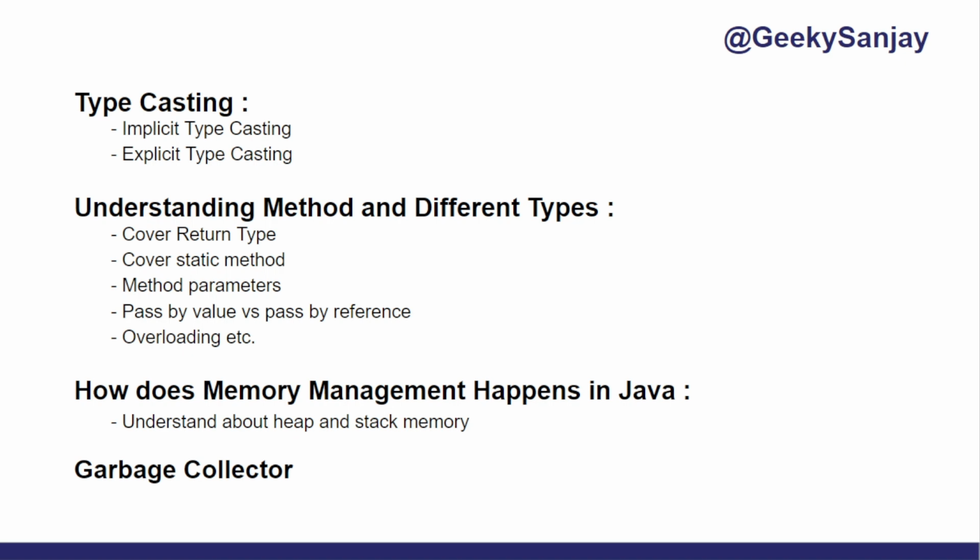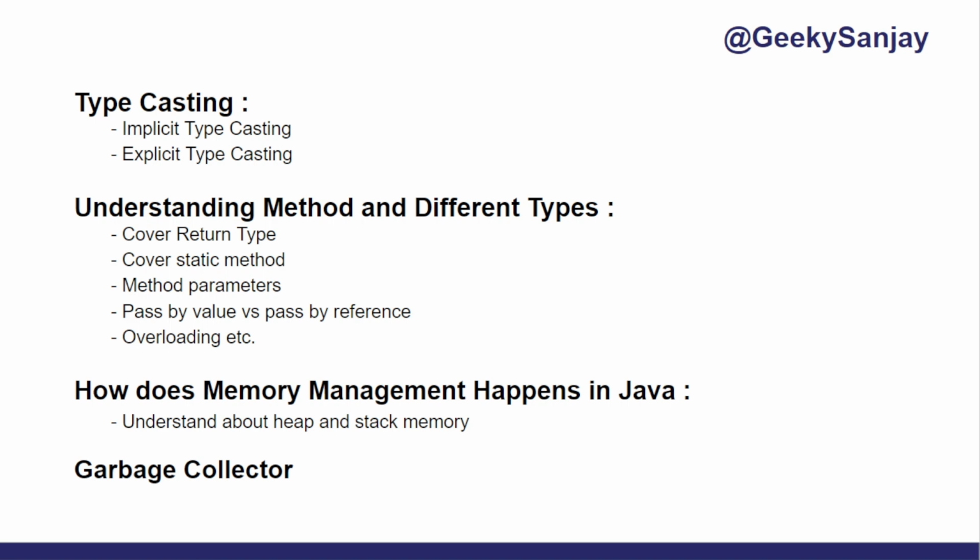Next we have understanding methods and different types. We will cover the return type, static method, method parameters, pass by value versus pass by reference, and overloading. As we know, in Java we only use pass by value, not pass by reference. It is not possible to pass by reference.